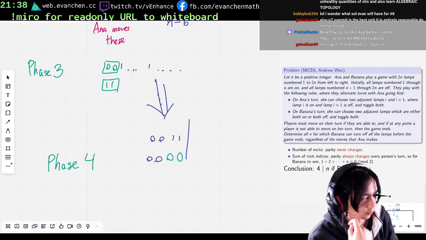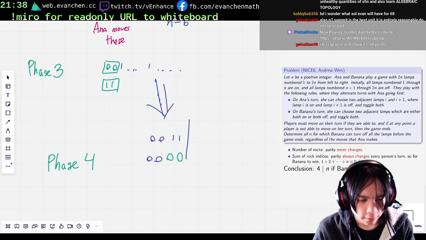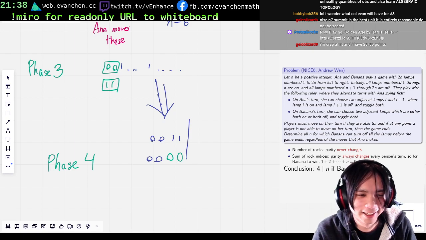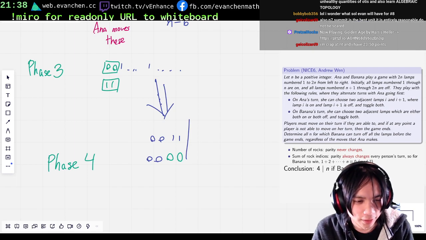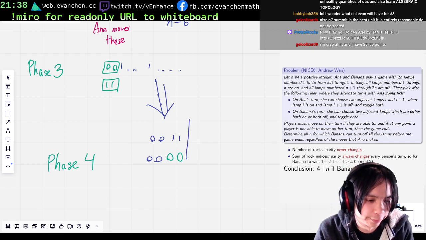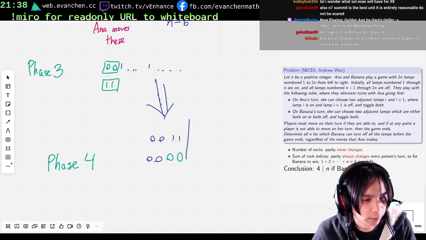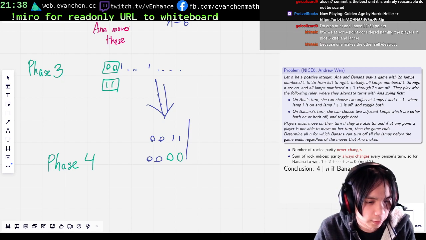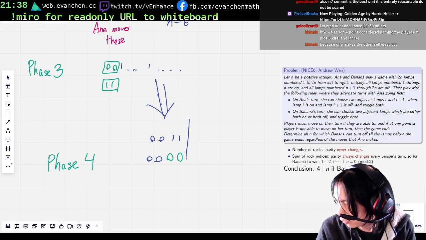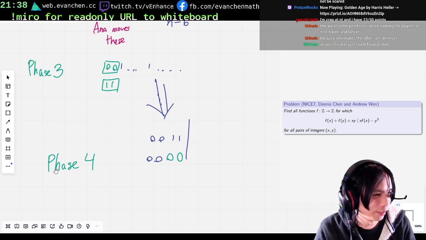Okay, let's go on to problem 7. So problem 7, I honestly think it might be easier to use the whiteboard for this because I have to make a table at some point. So problem 7 is a functional equation, and it's, I would say, pretty standard.